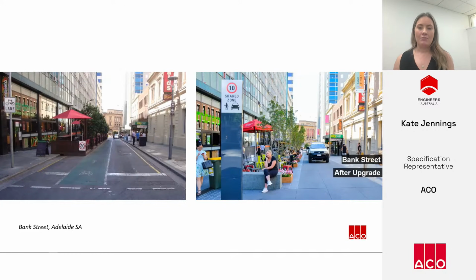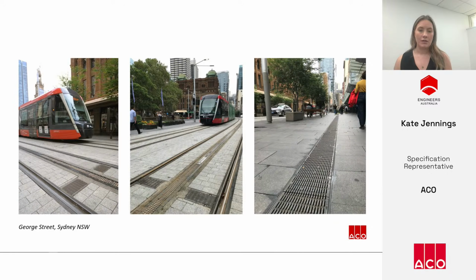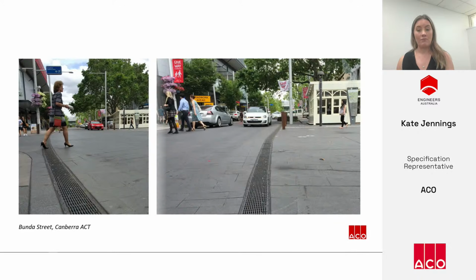On the left is a before image of Bank Street in Adelaide, which was transformed into the shared space on the right. The speed was dropped to 10 kilometres an hour and the curbs removed so pedestrians could move freely and share the space with vehicles and bicycles. George Street in Sydney has been converted into a shared zone with pedestrian, trams and some service vehicles. A flat space was created to ease the move of pedestrians by removing curbs and gutters. Graded trench drains and specifically designed tram drains were used extensively throughout this light rail corridor.